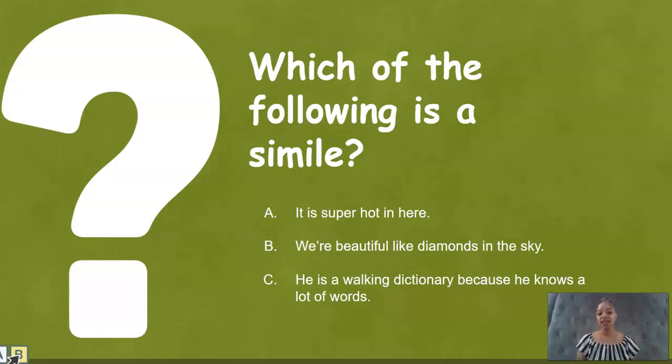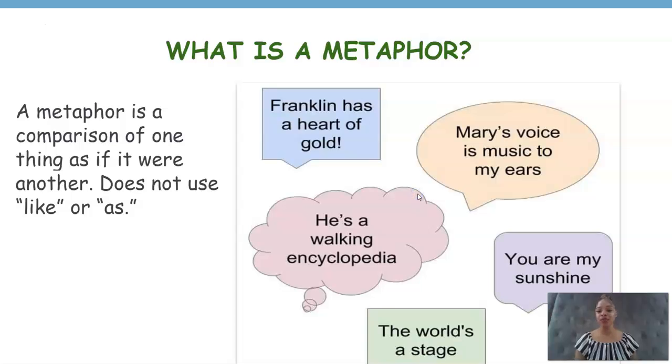Is it A, it is super hot in here? B, we're beautiful like diamonds in the sky? C, he is a walking dictionary because he knows a lot of words. And remember, when answering this question, remember what a simile is. It compares two things using like or as. So keep those things in mind and you'll be able to get that right answer. Good luck. All right, and so we're going to go ahead and move on to the next slide. And this next slide is we're going to be talking about a metaphor.